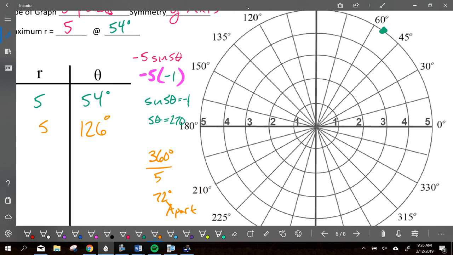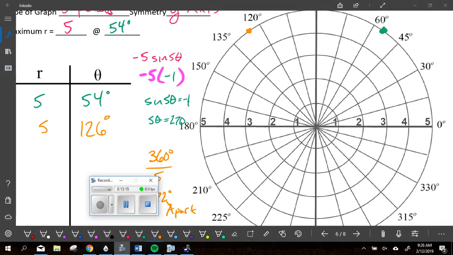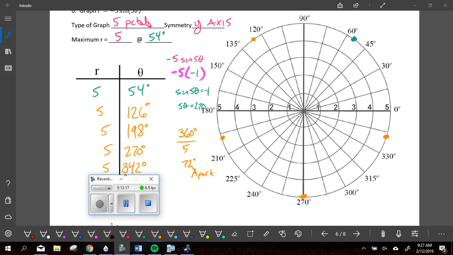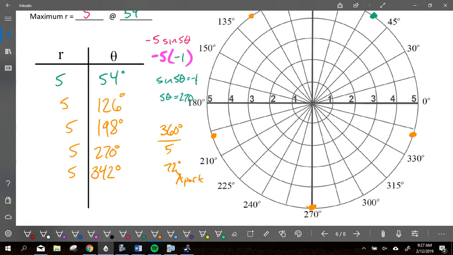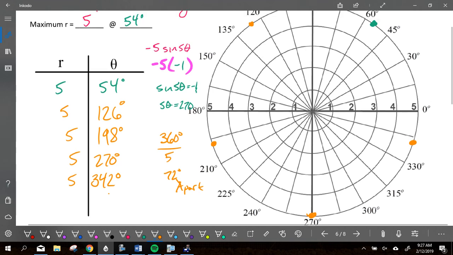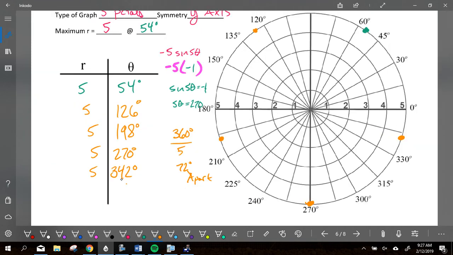So 126 would be somewhere in this region. And then I do it again, 126. Finish that thing. My other angles were at 270 and 342 when I added 72 degrees again. If I added 72 degrees to 342, guess what? It matches back up with that original starting dot. We're starting here, and I'm connecting the dots to make my rose.